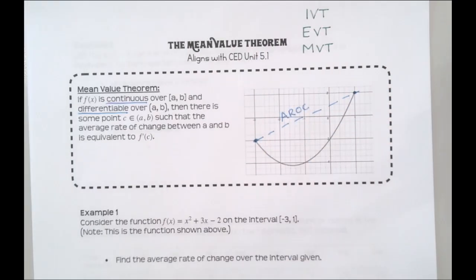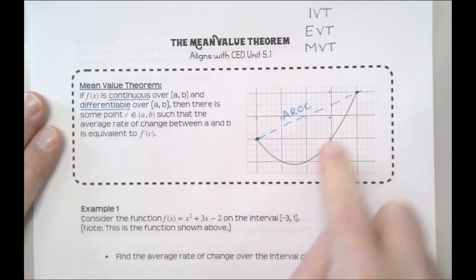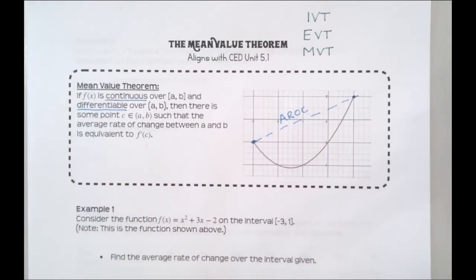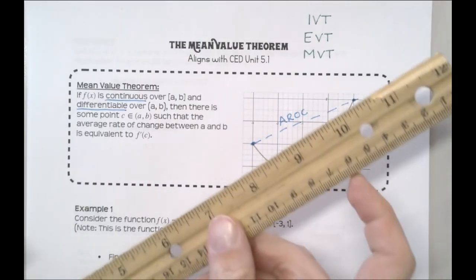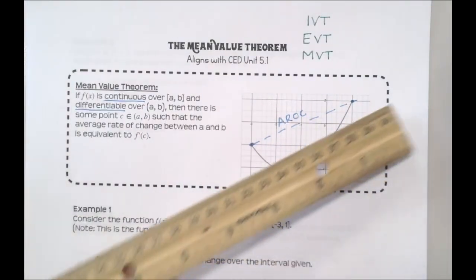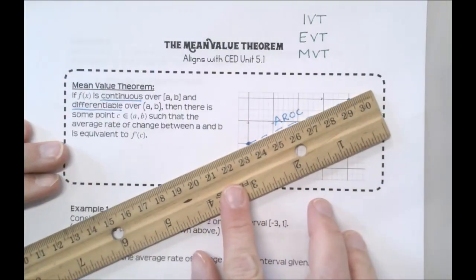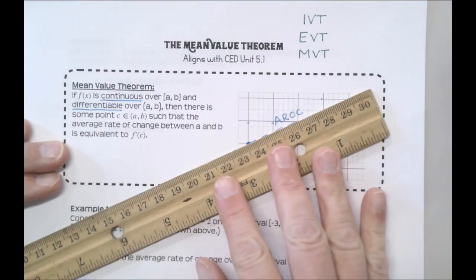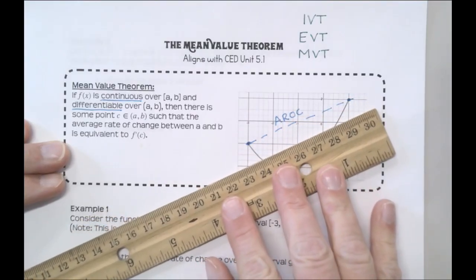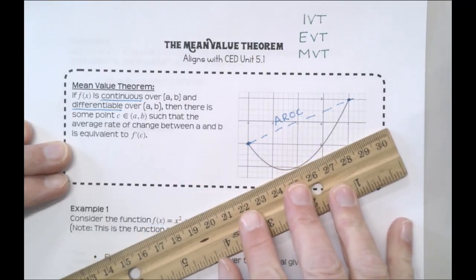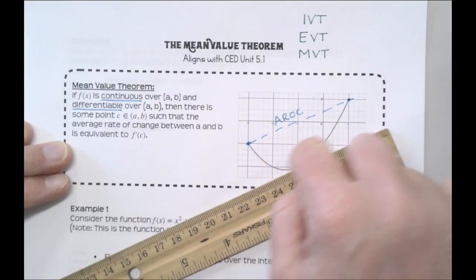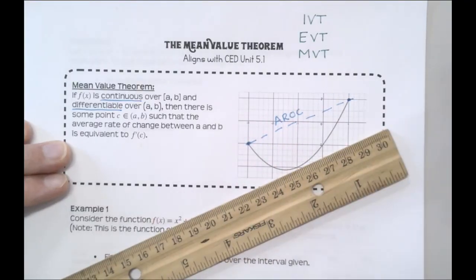And so what this theorem is saying is that somewhere on this function between these two points, there must be a place where the derivative, which remember is also the slope of a tangent line, is equivalent to this slope. So just to give you a visual, here's my ruler. That's what my slope looks like. And so not tilting this ruler at all, I should be able to find a place somewhere on this function where the tangent line, I'm guessing it's right about there, has the exact same slope as that average rate of change.